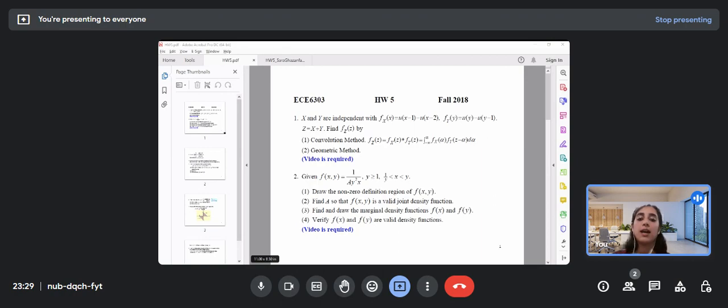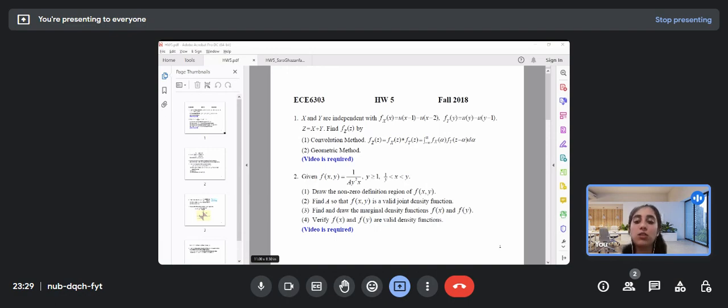So we know that y is larger than 1, and x is between 1 divided by y and y. So we should draw y equals x, and actually we should draw x equal to y and x equal to 1 divided by y. Between these two, one of them is a line, the other one is a curve. It is our non-zero region.